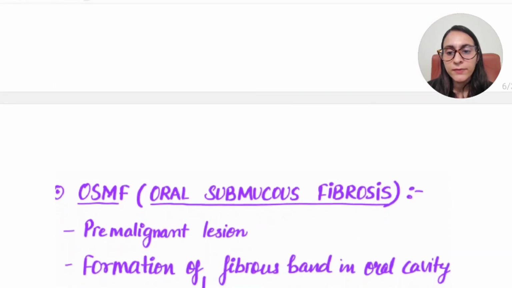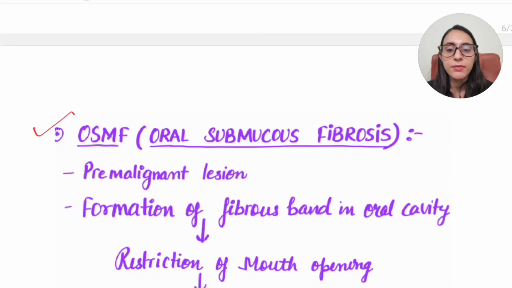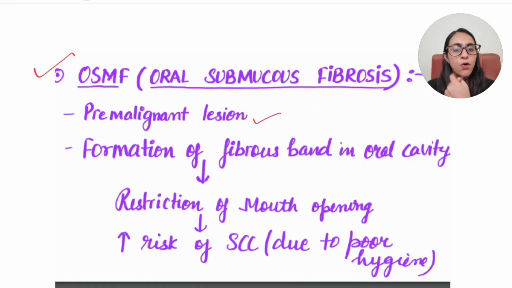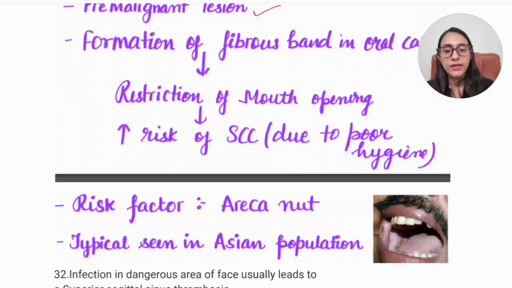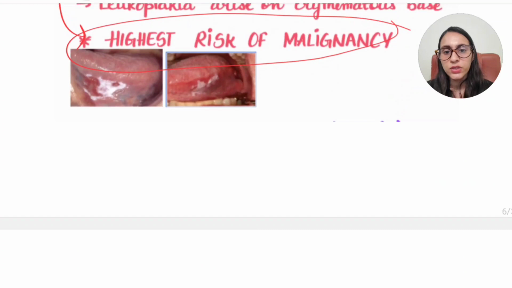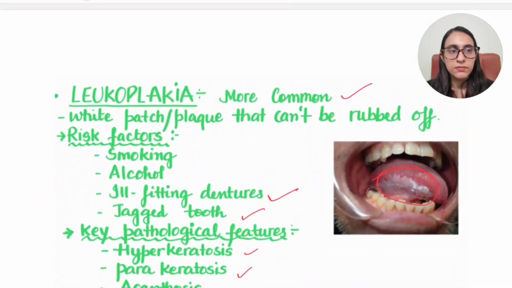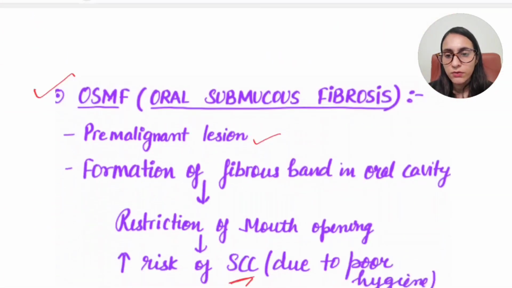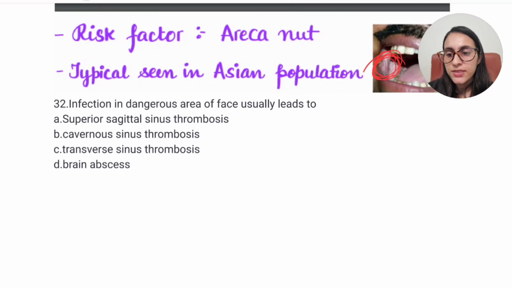All these things we have already covered in our OSMF lecture. Again, OSMF is one of the options. It is a pre-malignant lesion wherein a fibrous band is formed that restricts mouth opening, and that also increases the risk of squamous cell carcinoma. It is seen in individuals with betel nut or areca nut chewing habits. So all these things are associated. These are the explanations from our notes from the crash course lecture.